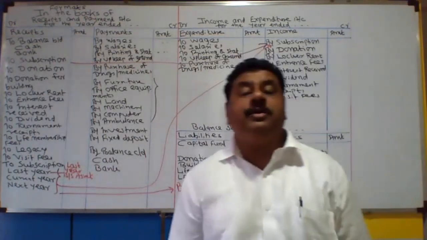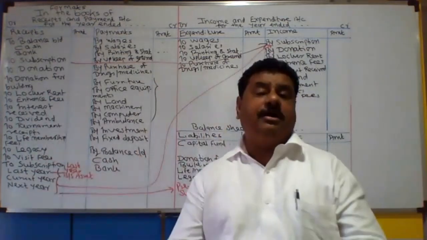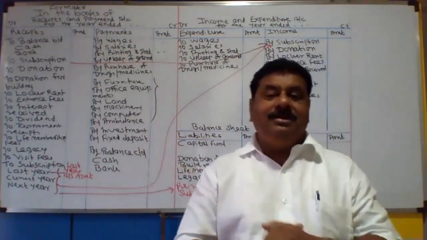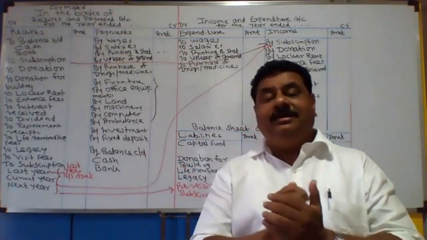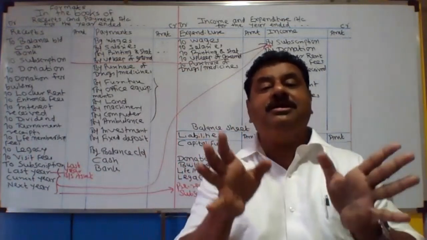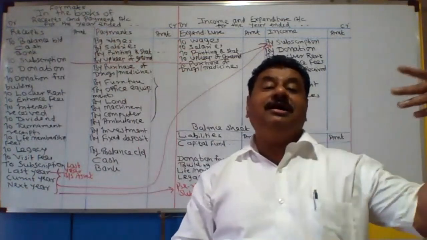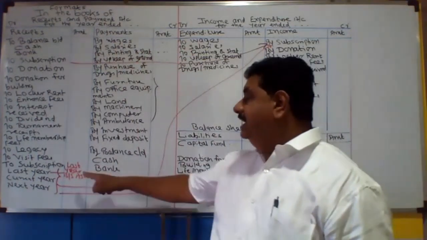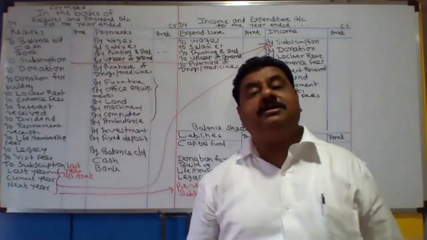Actually, you can see the perfect application of the accrual concept in this particular chapter. What is given in the accrual concept? That current year income and current year expenses are recorded in current year only. Last year's items go in last year, next year's items are carried forward to next year. Okay. So last year's outstanding subscription will go in the balance sheet as an asset.